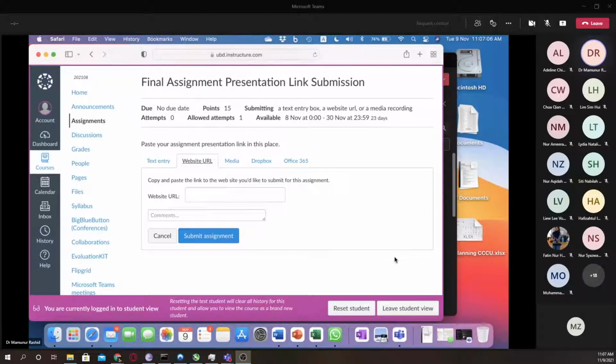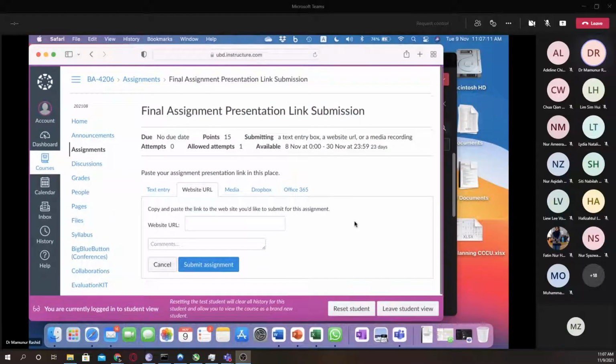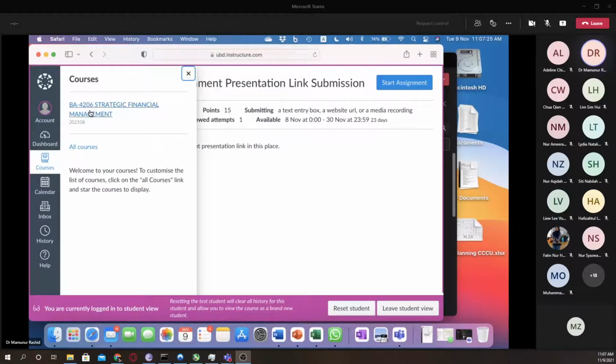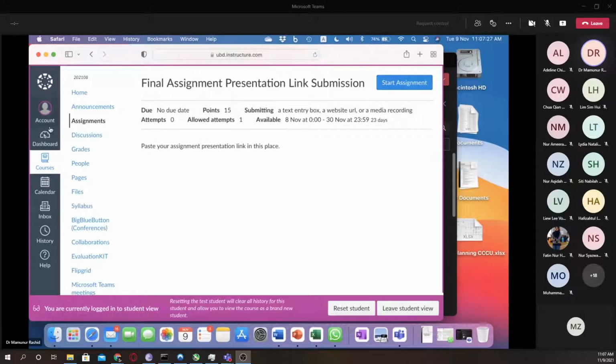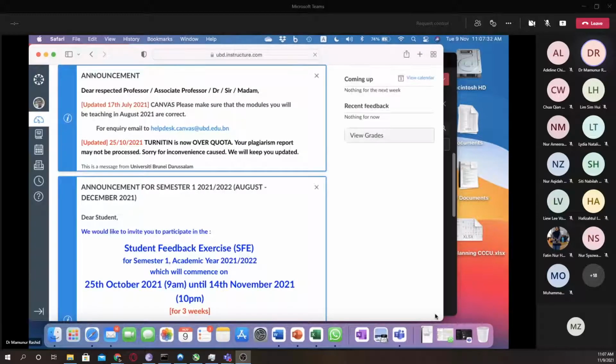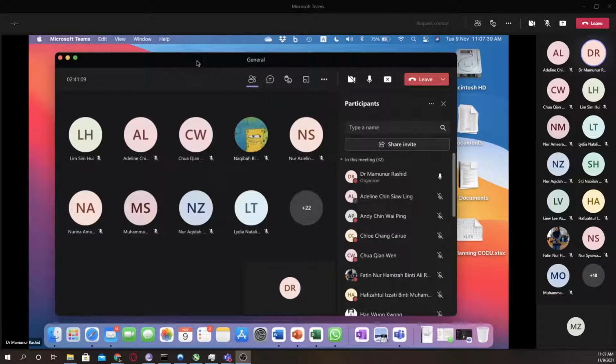But the common suggestion is, sorry, I need to cancel it first. Cancel, leave the student view. Okay, just a minute. The common suggestion is about when you are giving me a link. Okay, student view out.